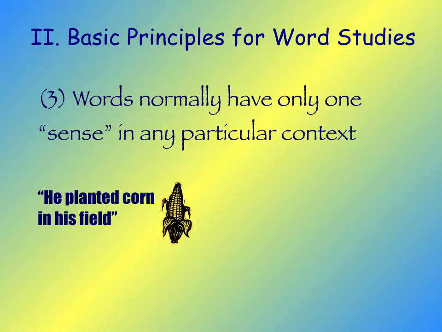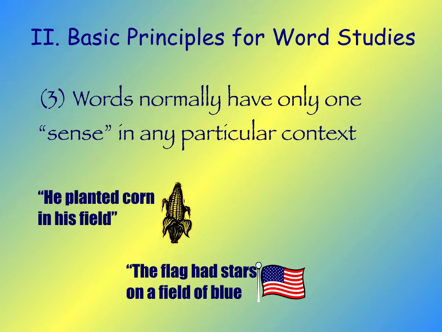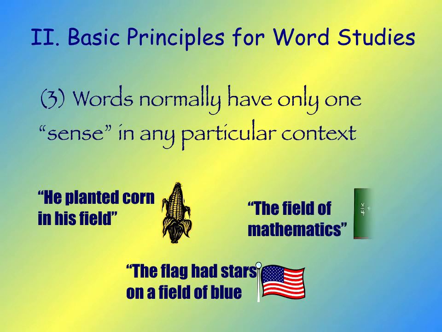If I said he planted corn in his field, I don't mean the mathematical field. I mean a cultivated field. If I say the flag had stars on a field of blue, I mean the background area. Generally, a word doesn't have multiple meanings. The reason I make this point is sometimes exegetes or interpreters will assume that a word has all of its meaning packaged together in a particular context. Generally, it doesn't. It has one meaning only.